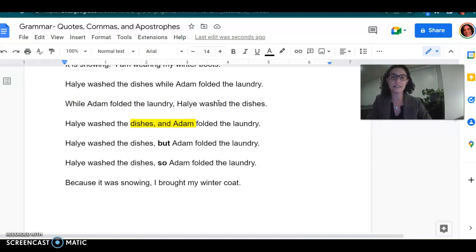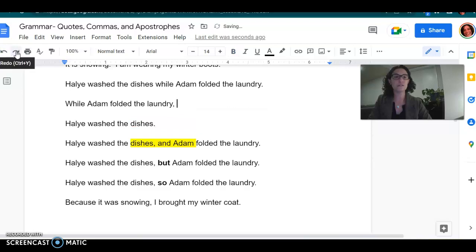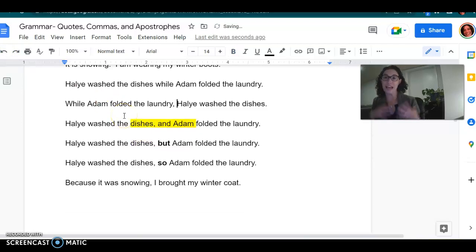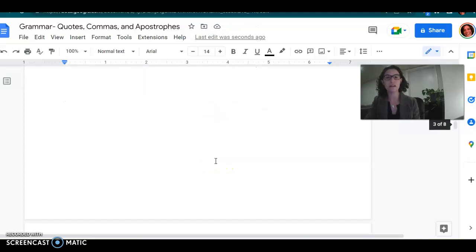So I'll go back to something I said before, which is, if at any time you don't like one of your sentences, if you're looking at this and you're like, I don't know if I need a comma or not, just break it into two different sentences. Hallie washed the dishes. Adam folded the laundry. The meaning of the sentences is essentially the same. A lot of this is just style related. So don't feel like you have to link together the two sentences. You may not want to. You may want to keep them independent.